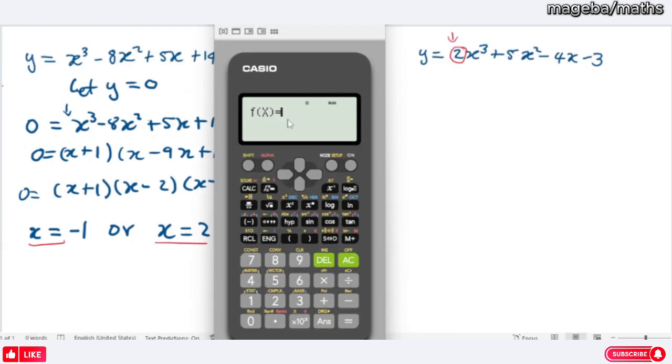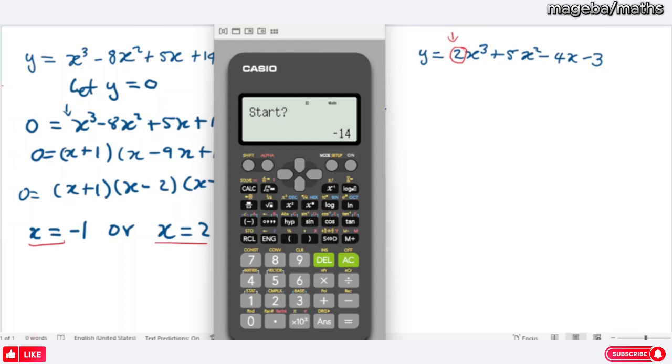Now, on your calculator, having this one now, we're going to punch in our function that we have here. So it's going to be 2, then alpha x, we have cubed, so we say cubed, and then arrow, and then plus 5 alpha x squared, and then minus 4 alpha x, and then minus 3. Now from here we press our equal sign and then equals to.